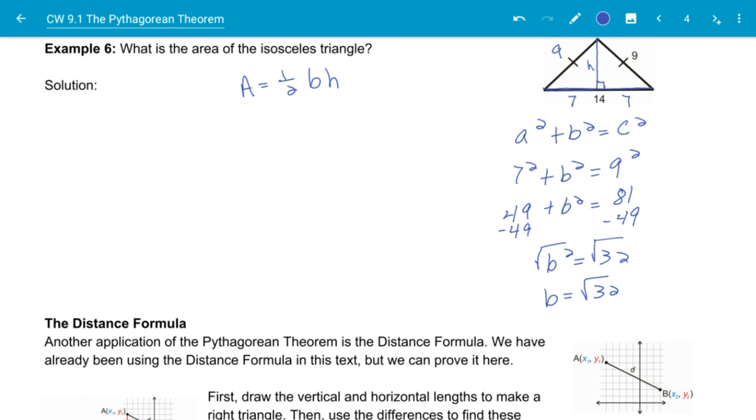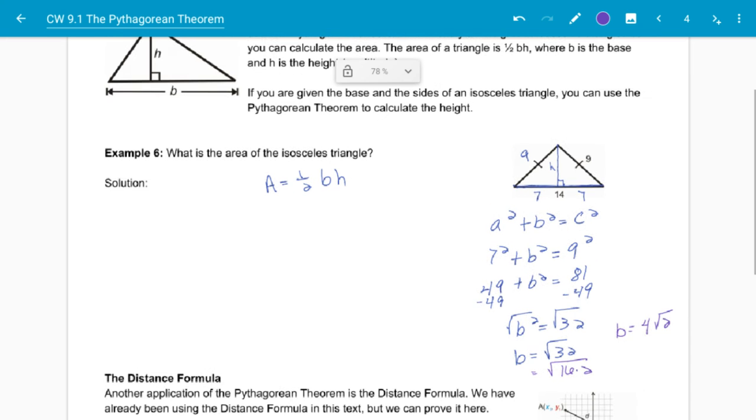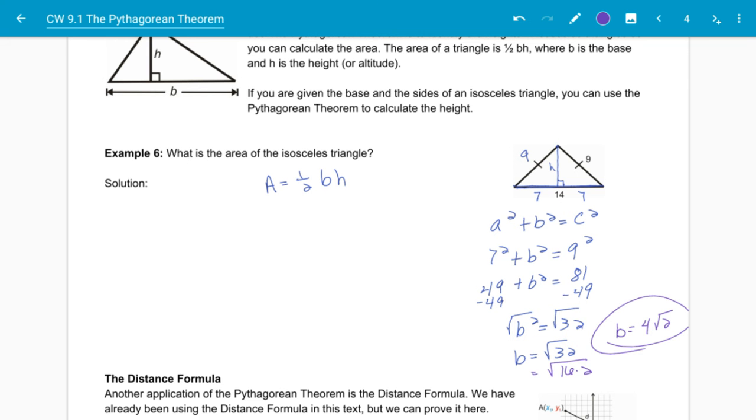So the question is, are there any perfect squares in 32? And actually, there are, because 16 times 2 is 32. So b is equal to the square root of 16, which is 4. So b is equal to 4 square root of 2. So that is the height of my triangle. So now I have the height of my triangle.